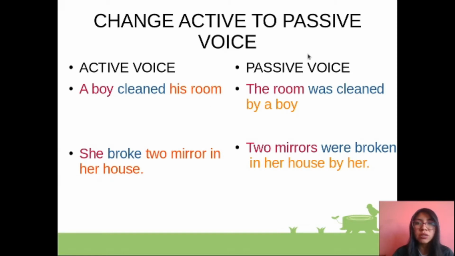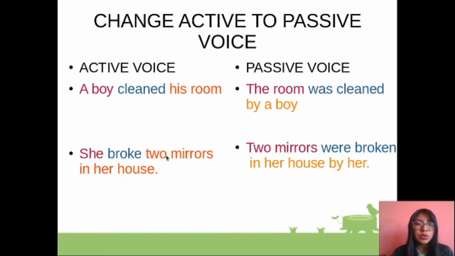How do you change to passive voice? The room was, because singular, cleaned. That is the same. In this case, when the verb is regular, that is the same, okay? That is the same in past and in past participle form. By a boy, that is my complement, okay? We are going to see another example.